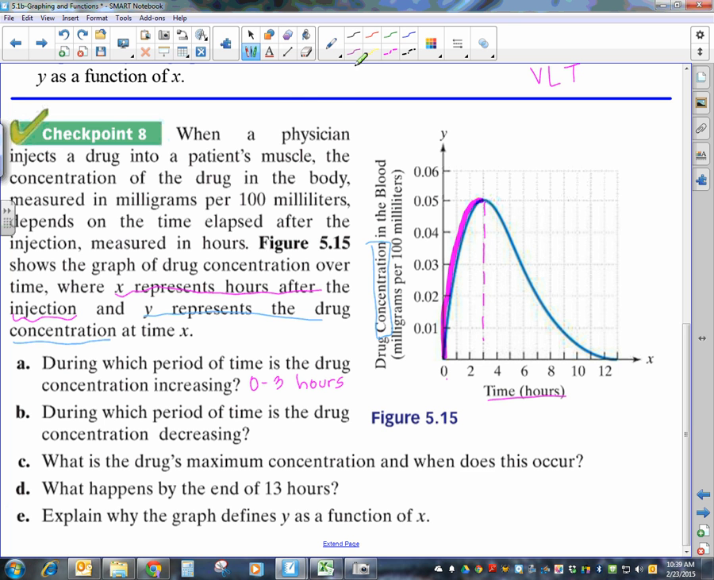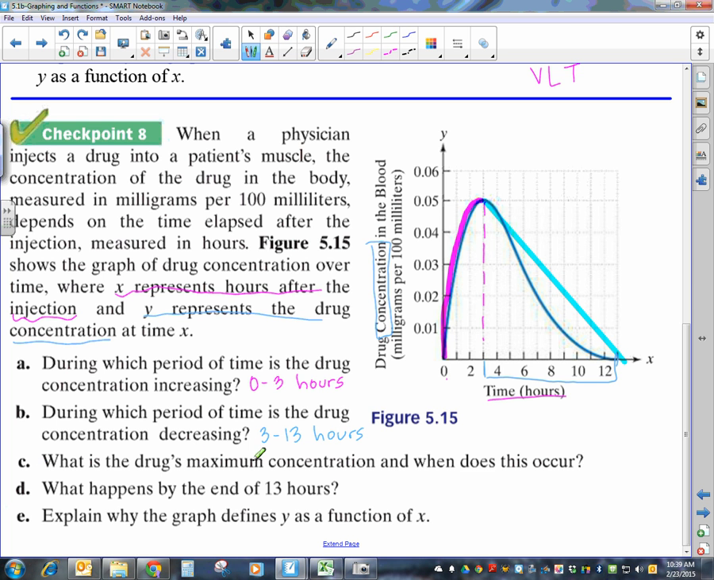During which period of time is the drug decreasing? Decreasing is from here down to here. You get the idea that it goes from here to here. So from there to there, which is from that same 3 all the way to 13. So we're going to say from 3 to 13 hours, the concentration of the drug is decreasing.